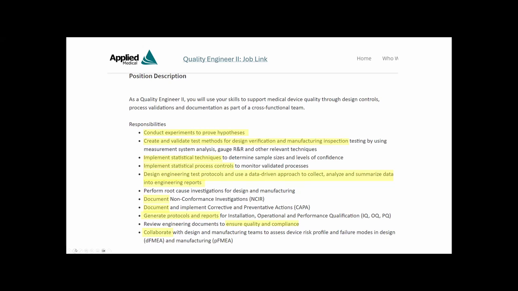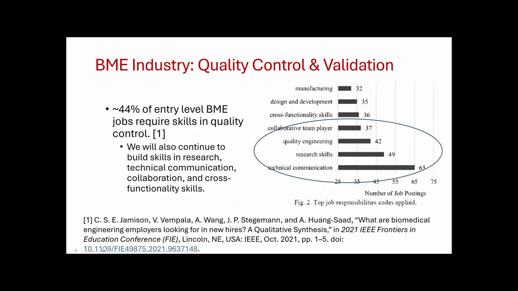I also like to point out that I don't like that the first line says conduct experiments to prove hypotheses. Anyone else have a problem with that? Good scientists try to disprove hypotheses, but that's just me being nitpicky. But a lot of the things that we do in the course are actually helping them practice implementing statistical techniques, implementing documentation, generating protocols and reports. They are designing test protocols, they're collecting data, they're analyzing this. So I also encourage them to think that they should feel qualified for this job.